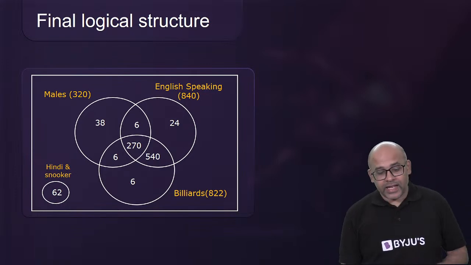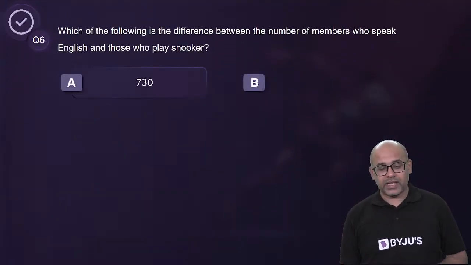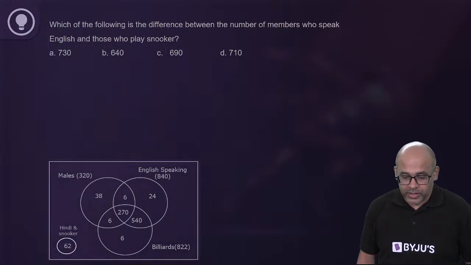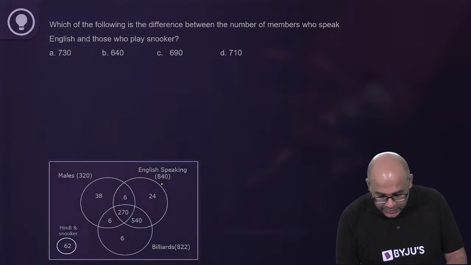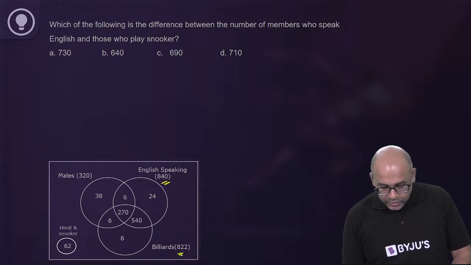So you have this answer in front of you. You get everything, and then the remaining is just adding up. Which of the following is the difference between the number of members who speak English and those who play snooker? English is 840 and snooker, billiards is 822.